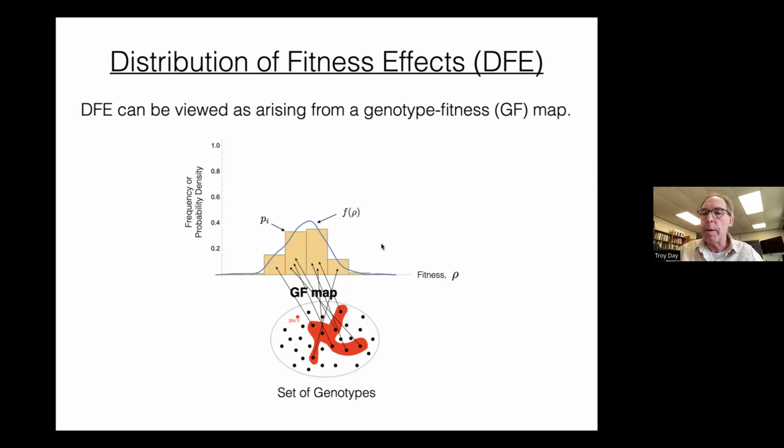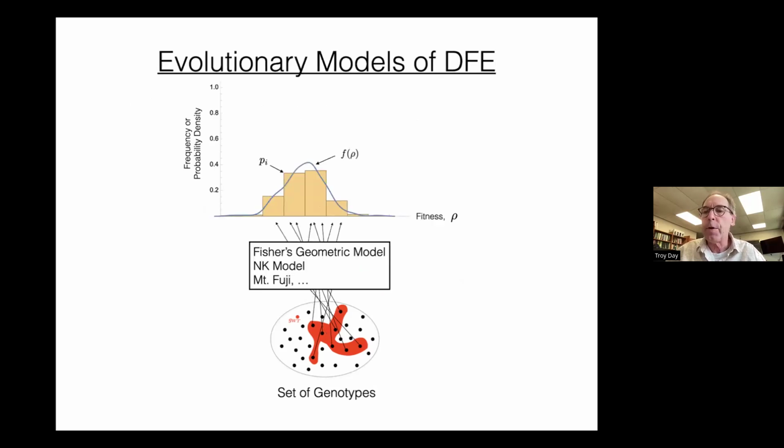And so all of the models people build, you can sort of think of as just specifying in some way or other this map from the space of genotypes to this histogram. And there are a few that people probably know quite well. The most well-known is Fisher's geometric model.